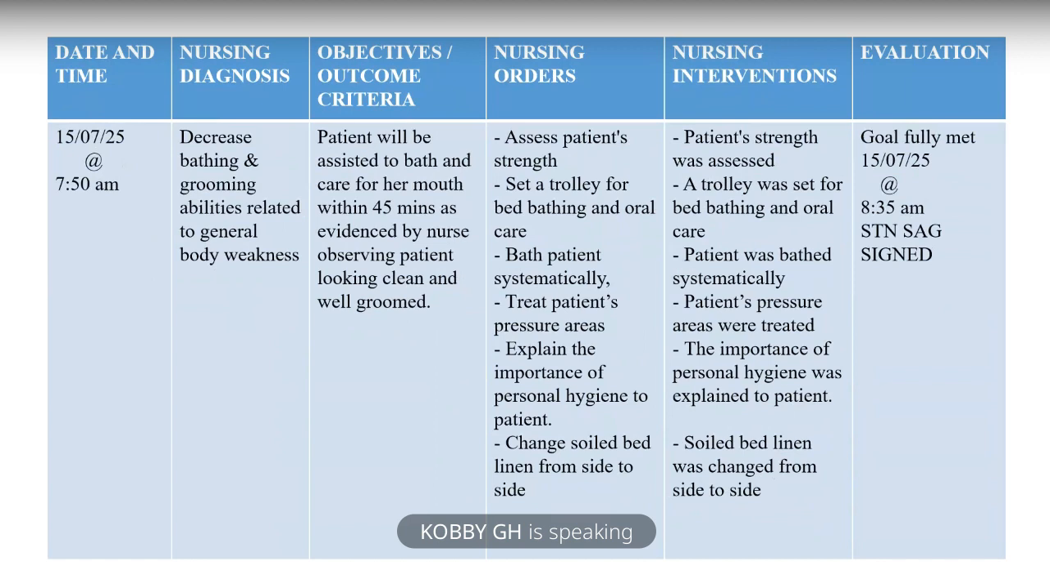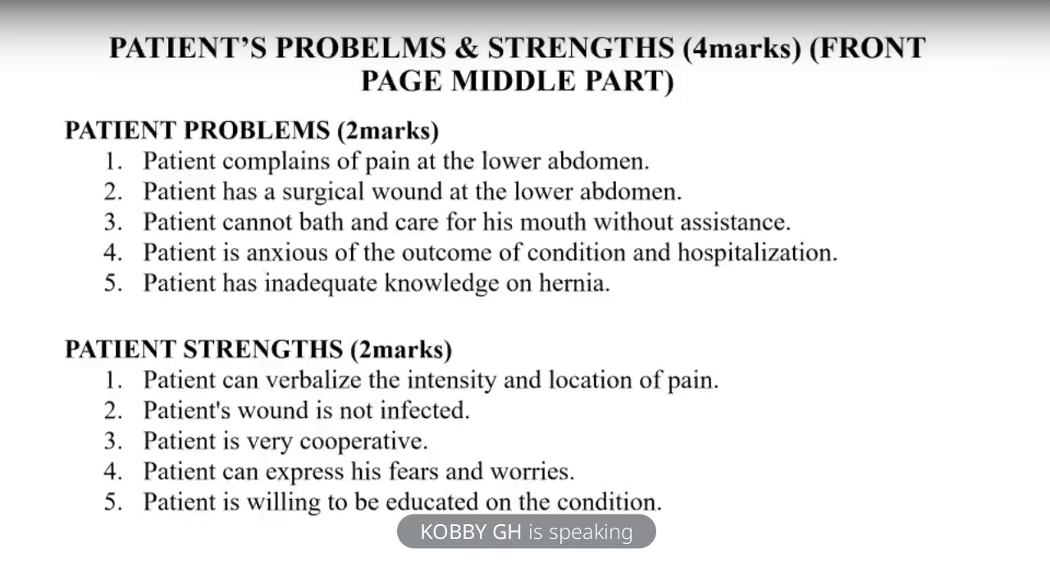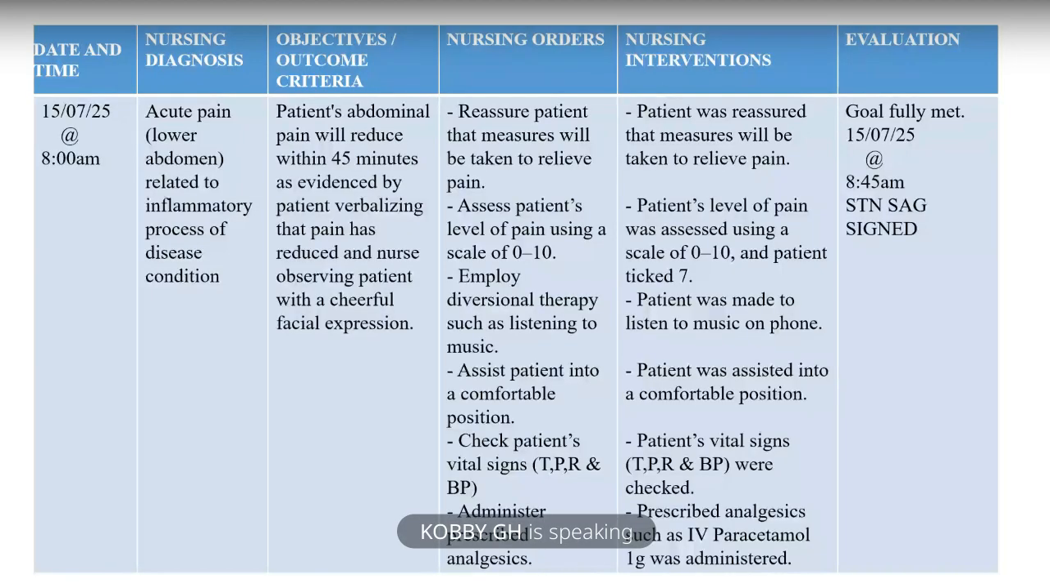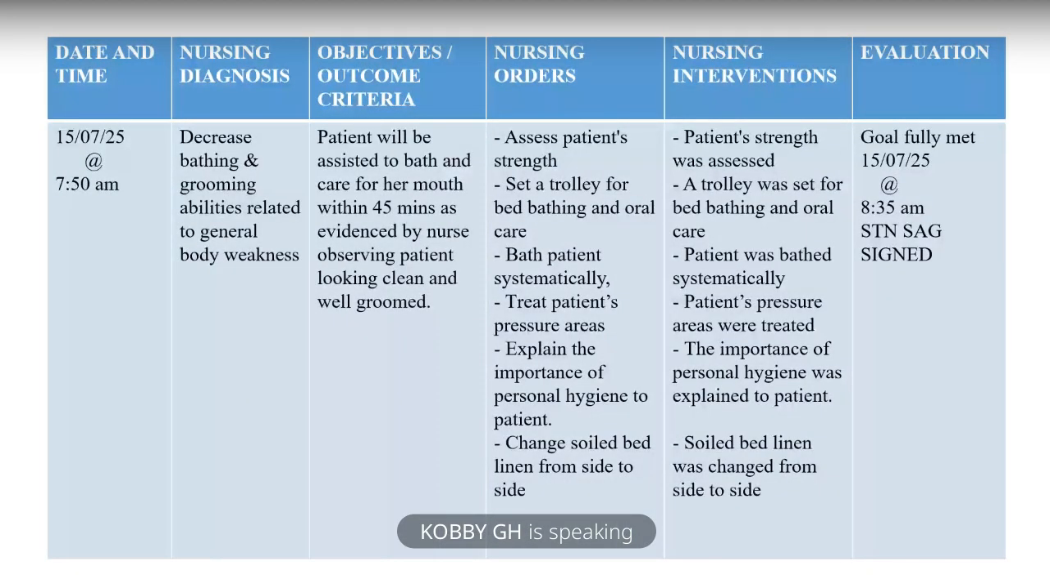Then now you can do, if the patient is having a fracture or the problem is on the right upper or the upper limbs, you can master on patients cannot bath without assistance. So something like patients cannot bath and care for his mouth without assistance. If the fracture is in the upper limb, then the diagnosis will be decreased bathing or grooming abilities related to general body weakness. Is that okay? Great.